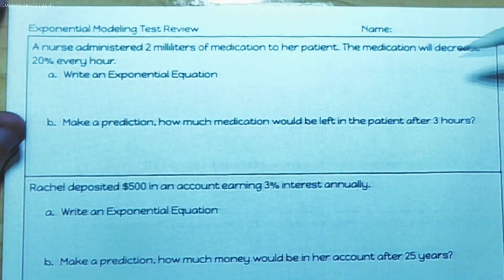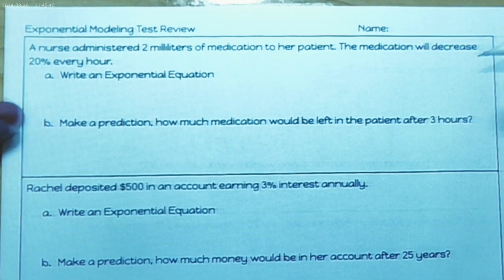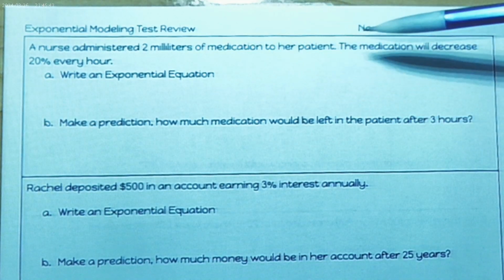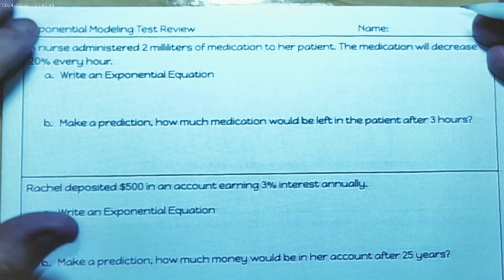Nurse administers, hopefully this is all fitting on the page. It's kind of hard to tell with the camera, but nurse administers 2 milliliters of medication to her patient. Medication will decrease 20% every hour. Write the exponential equation.